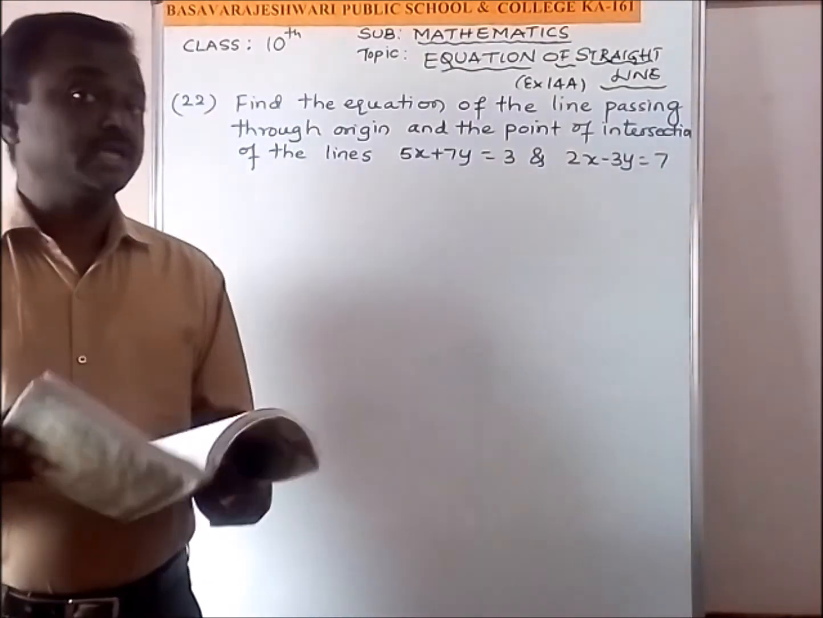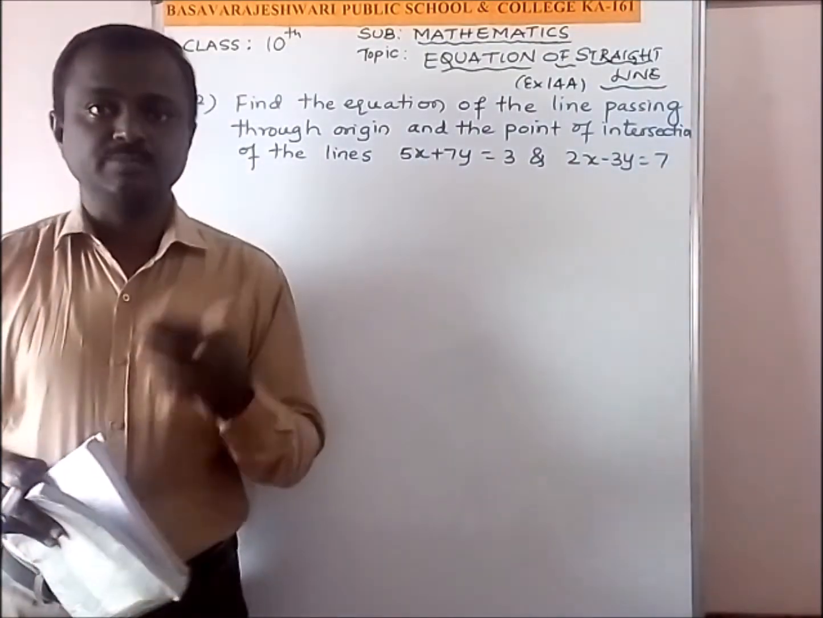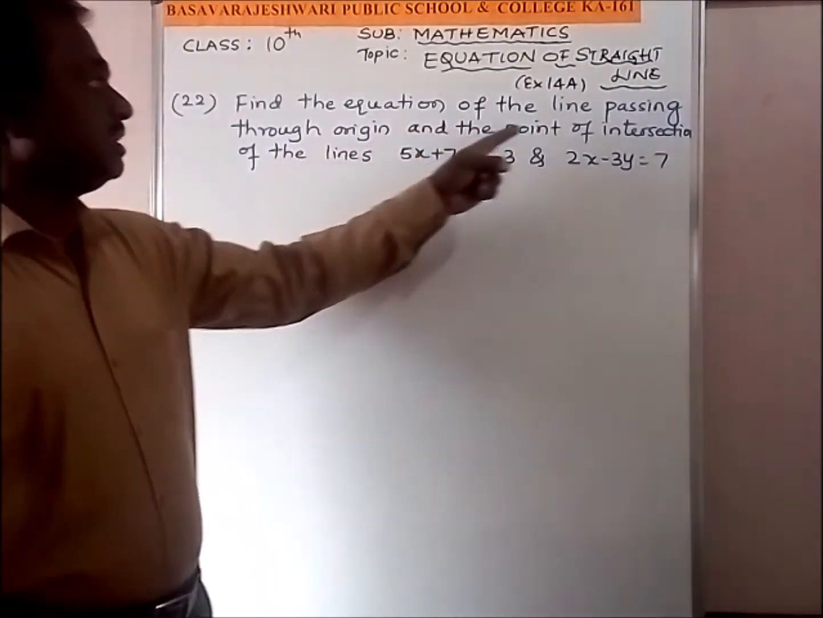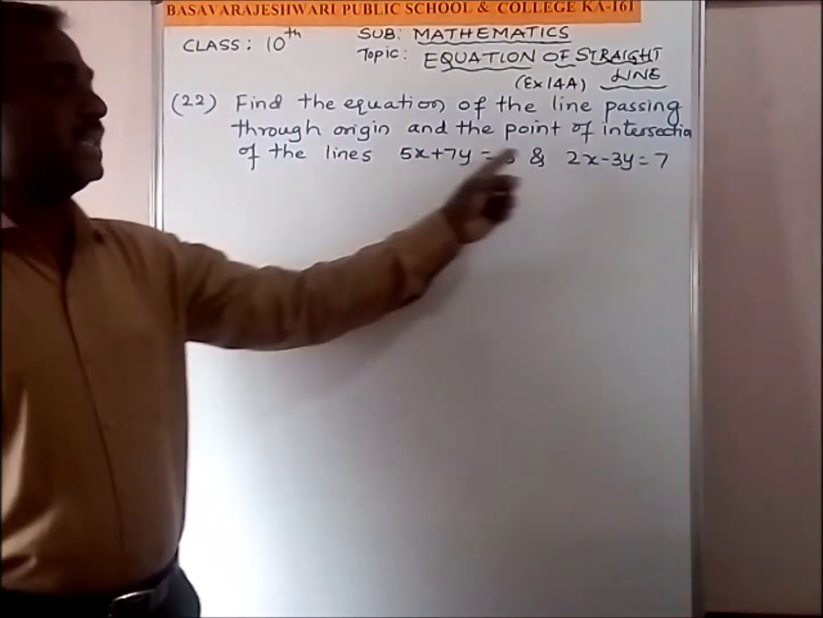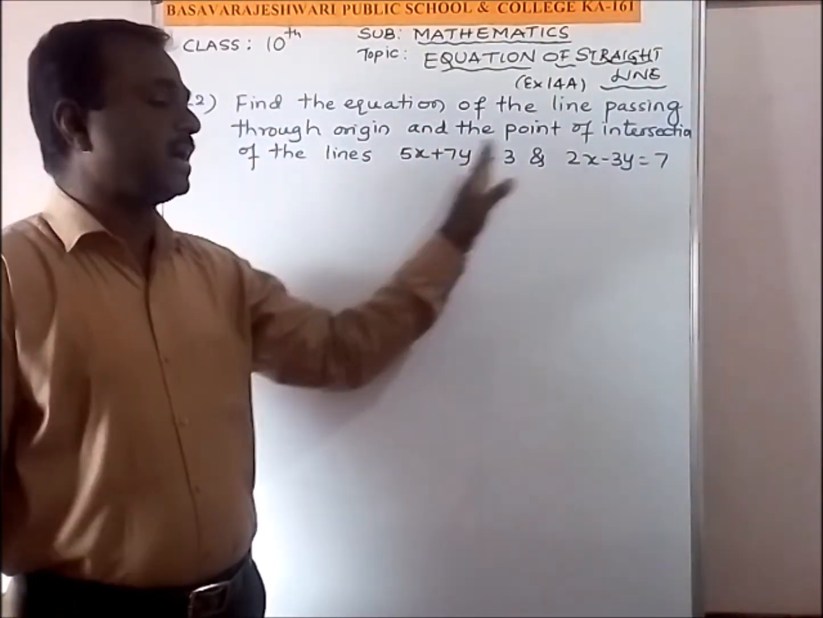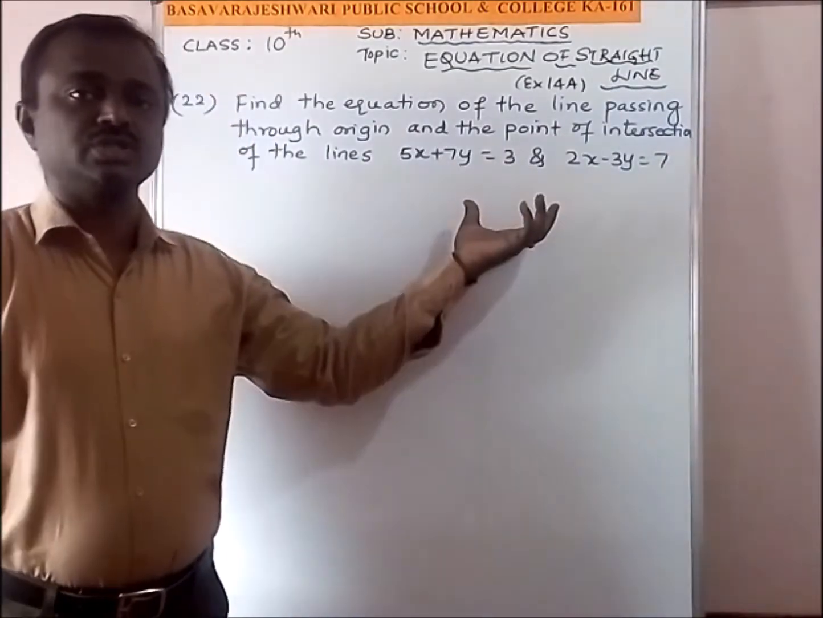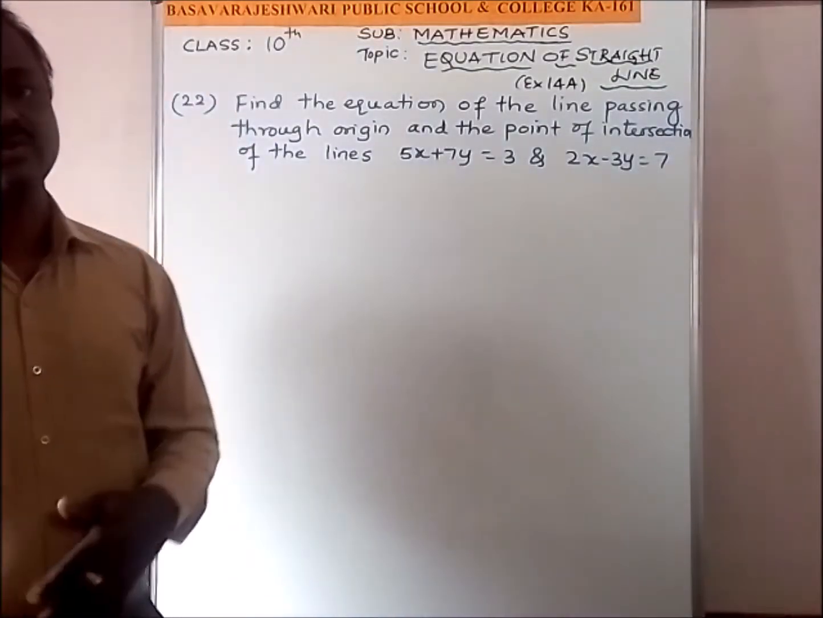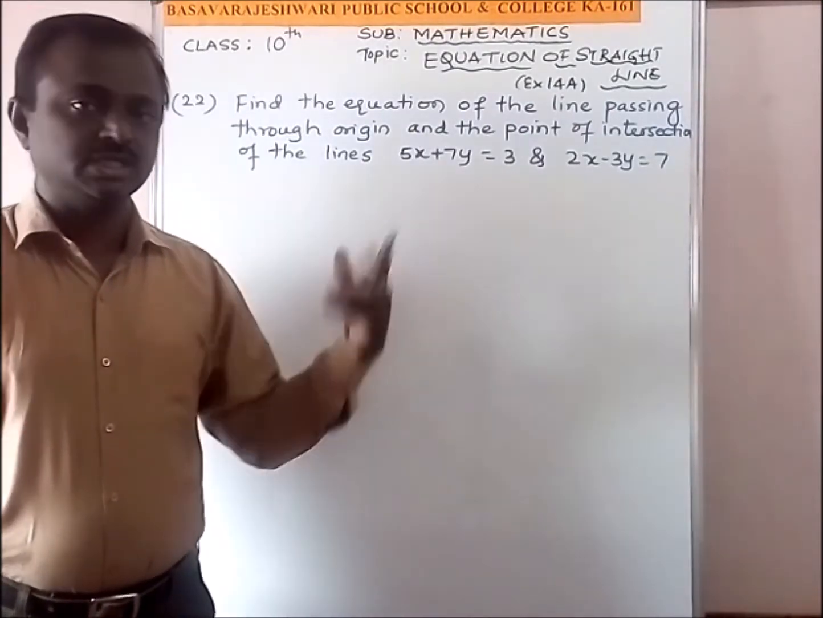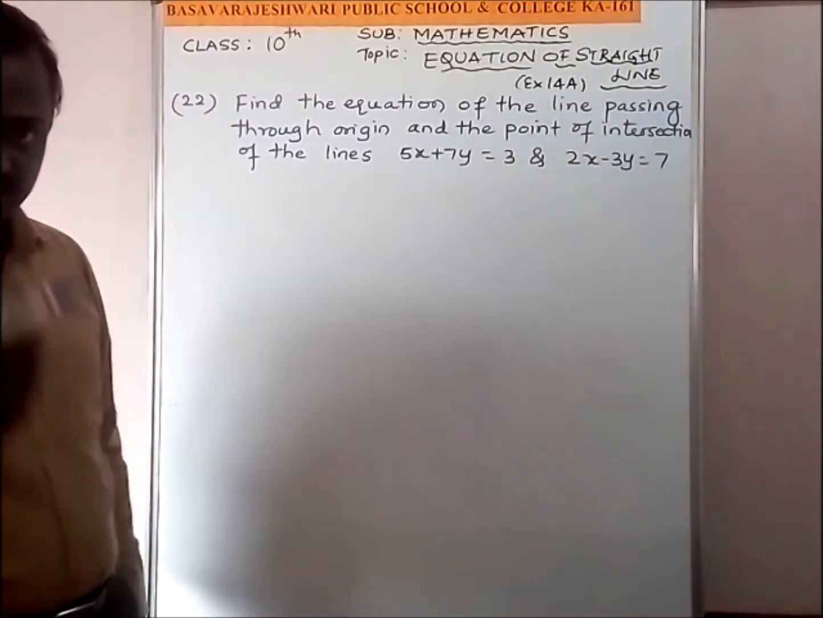See, one point they have given, the origin, that is (0, 0). But to find the second point, they have told us it is the point of intersection of these two lines. That means we have to solve these two equations first. Then we get the x value and y value, simultaneous linear equations. That we learned last year. So solve for x and y first to get the other point.